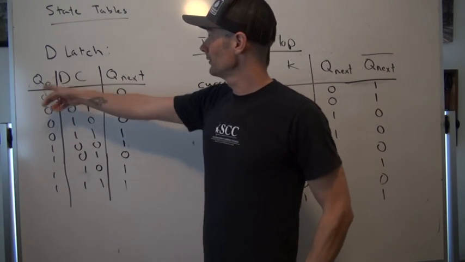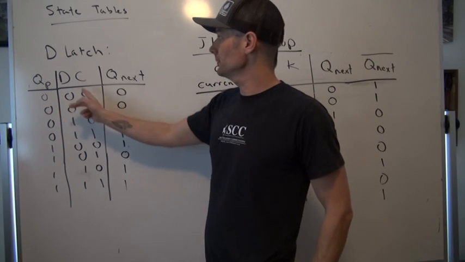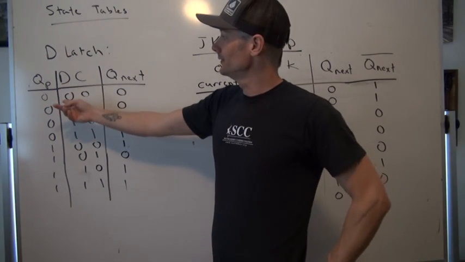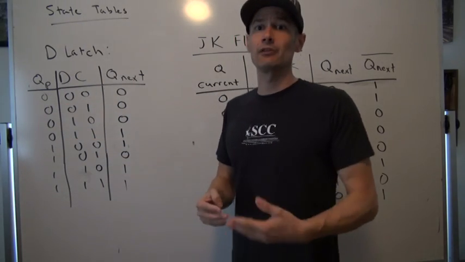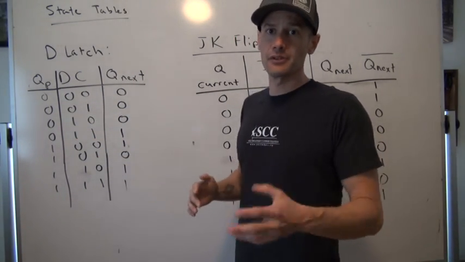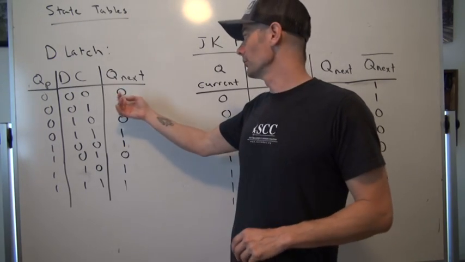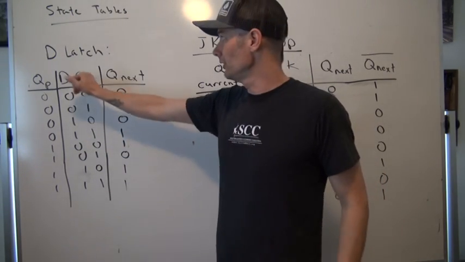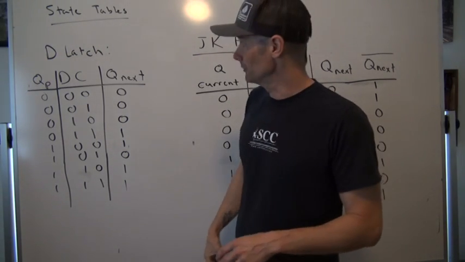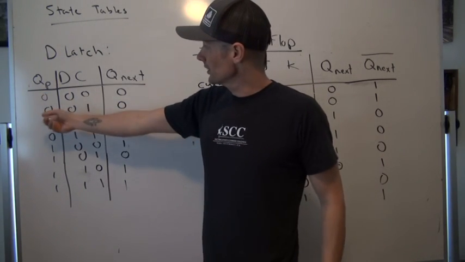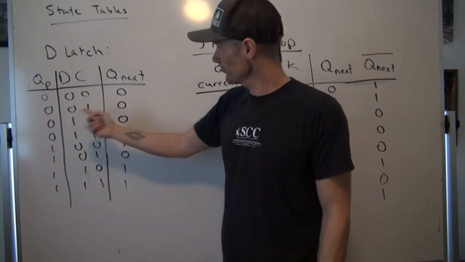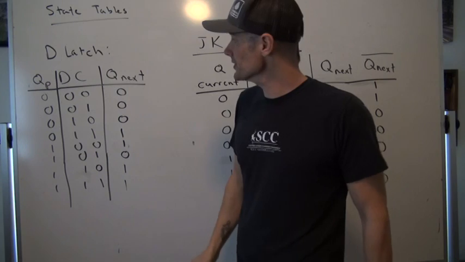Let's say Q prior was 0 and C was 0, so that means that it's not enabled. D is 0, so we would think that would be a reset state. But regardless of whether Q prior was 0 or 1, we're going to hold that to 0, because as long as C is 0, the D latch is not enabled. Let's take a look down here. C is enabled, D is 0, Q prior was 0, therefore Q next is still 0.